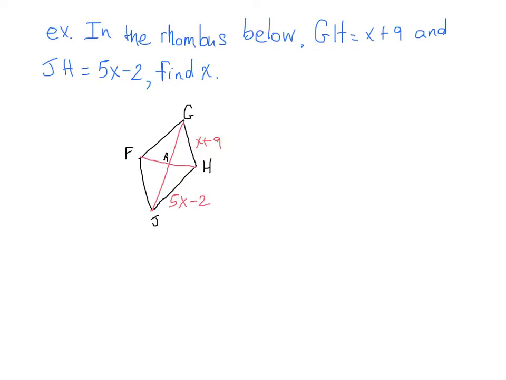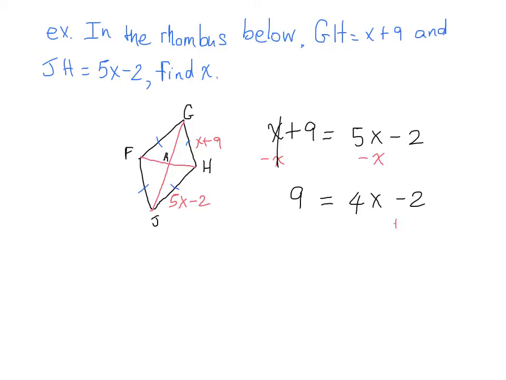And by definition, we know that all sides of a rhombus have to be congruent to each other, which means also that the measurements will be equal to each other. So in that case, we know that x plus 9 has to be equal to 5x minus 2. And now in order to figure out what x is, all we have to do is solve this equation. So I'm subtracting x from both sides. So I have here 9, as that cancels, equals 4x minus 2. And then I'm going to add 2 to both sides to get rid of the 2 there.